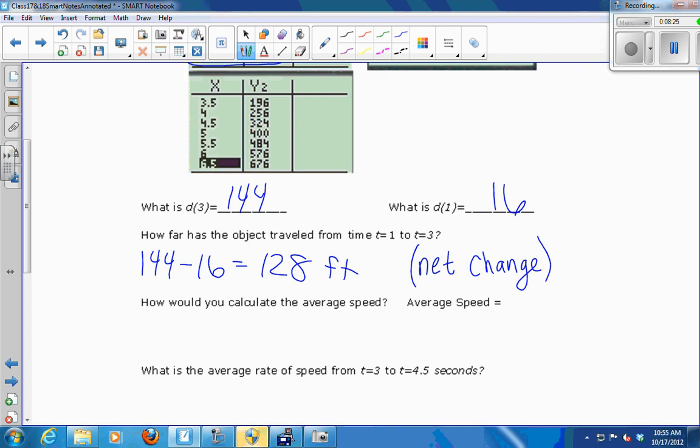How would I calculate the average speed from t equals 1 to t equals 3? How fast was it traveling on average? No ideas? Because the equation gives you distance. It's not an equation for speed. If you were driving along on the highway, how would you calculate your average speed if your speedometer was broken? Ryan?